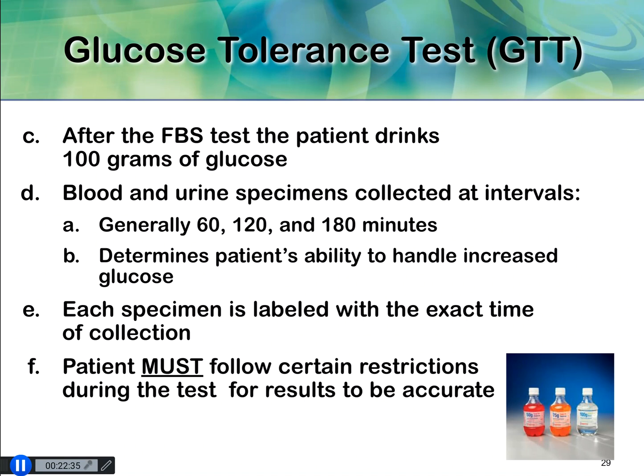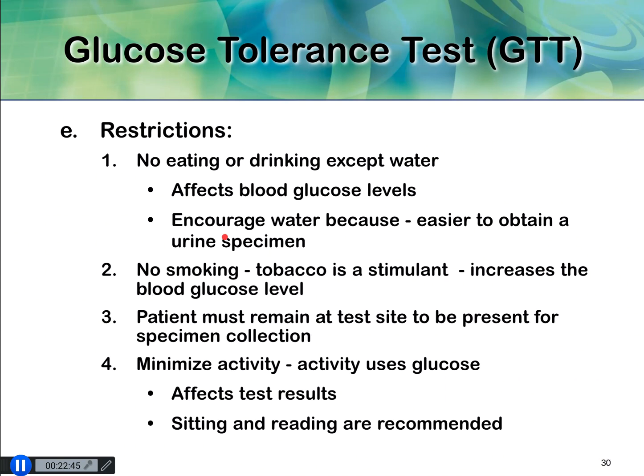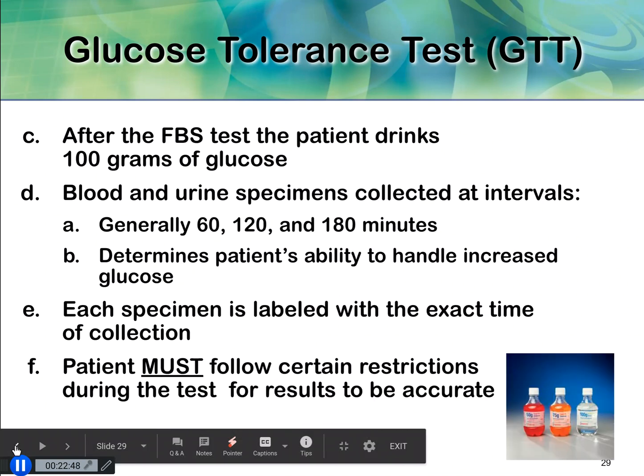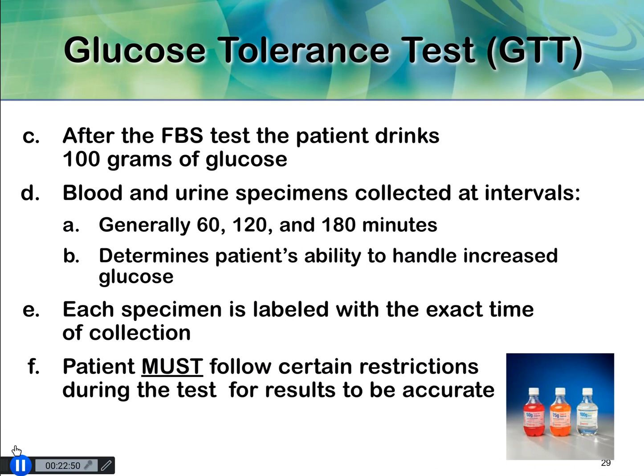And then sometimes they'll even collect the specimens at different intervals, so that they know what a normal person's levels would be at, say, 60 minutes after, or 120 minutes after, or 180 minutes, and then they can check the patient's levels at that time period against what they know should be normal, and see how they're doing, what their ability to handle the increased glucose is. So it's really important to make sure that each specimen is labeled with the exact time that they're collected, and that the patient's following those restrictions during the test.